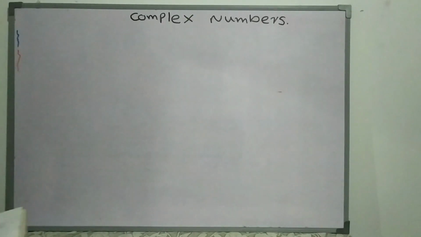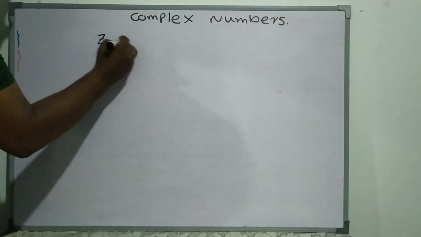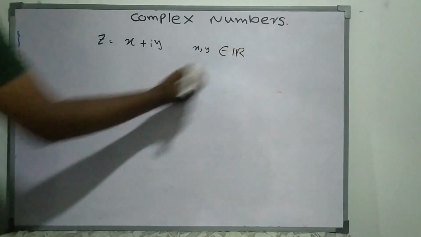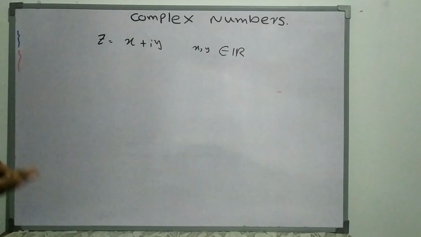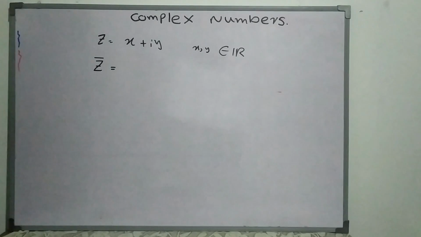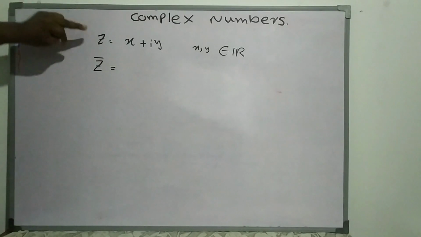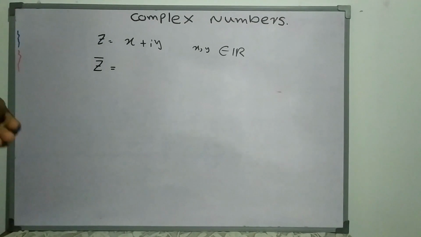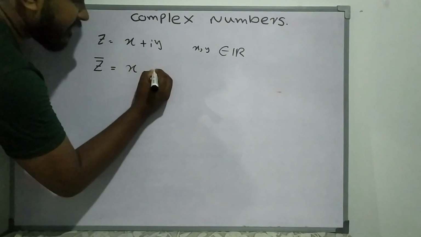Now I'm going to introduce another theory part, which is the conjugate of a complex number. So you can assume z is x plus iy, where x and y are both real numbers. The symbol for the conjugate of a complex number is z bar. So z bar means the conjugate. This is the main complex number, and this is the conjugate complex number. The conjugate complex number means x minus iy.